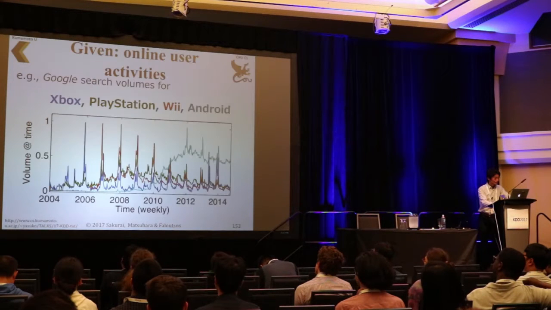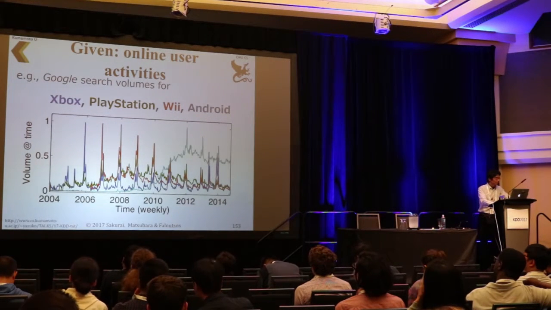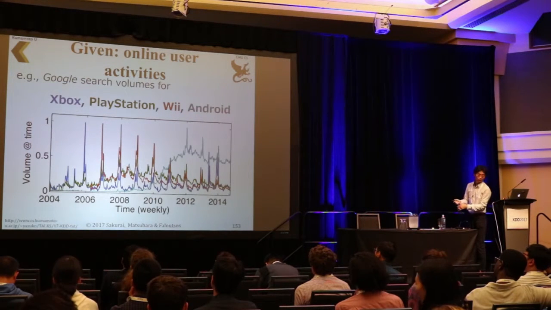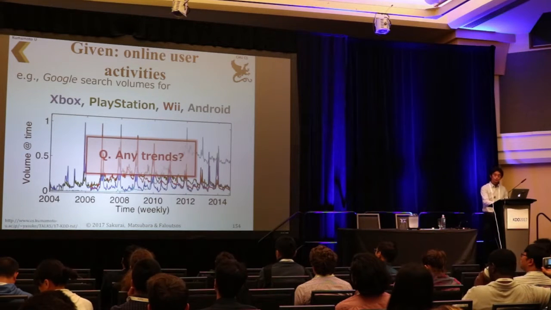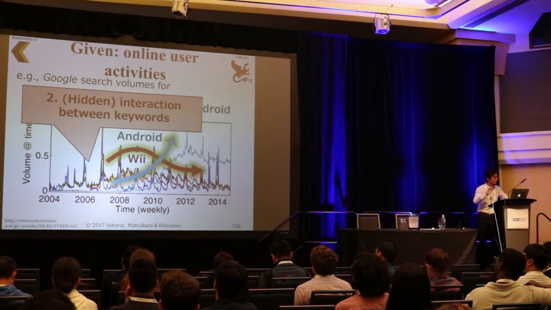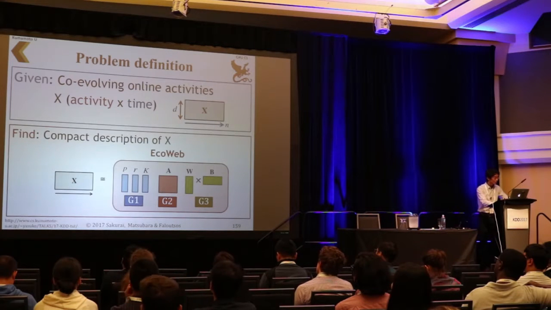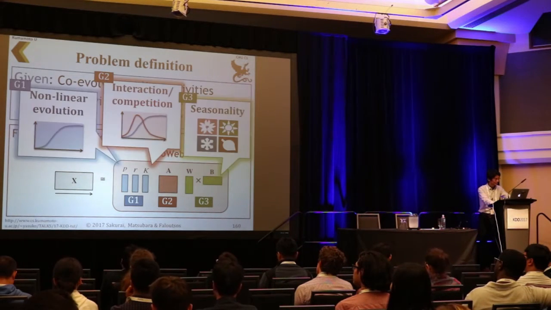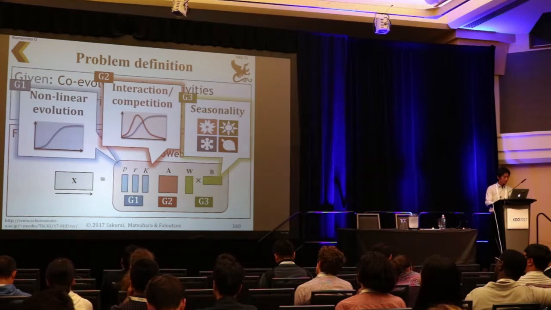2015. So now let's consider the Google search volume for 4 keywords: Xbox, PlayStation, Wii, and Android. These are 4 sequences of Google search volume, or the number of queries for the Google service. We want to capture the trend, estimate the exponential growth and interaction between keywords, and also seasonality, fully automatically. So the problem is that given co-evolving online activities, we want to find a compact description of X, which includes nonlinear evolution and also interaction or competition, and also seasonality.